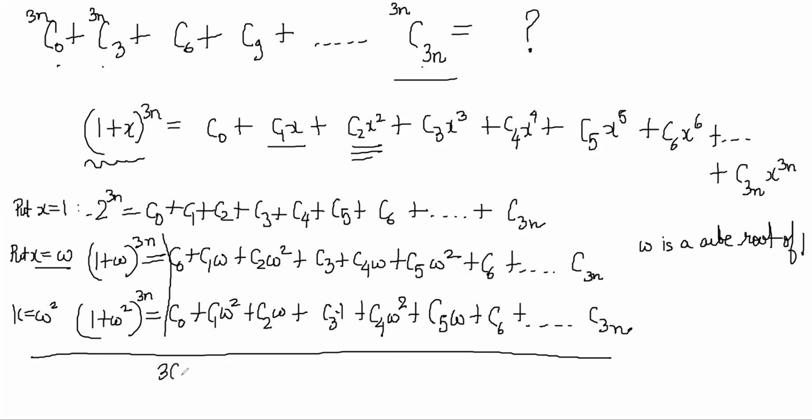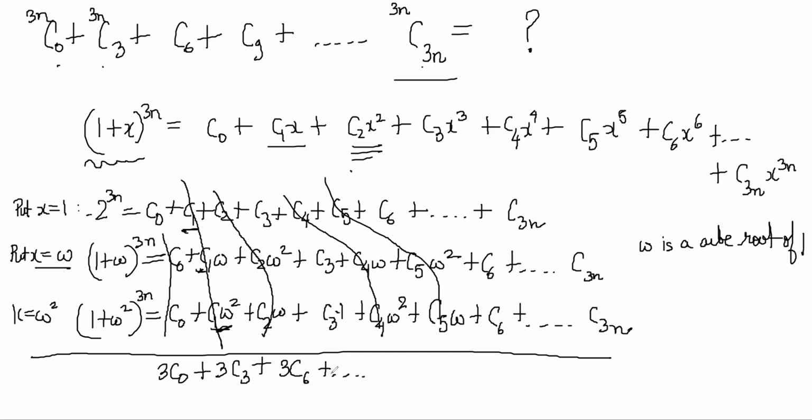If you now add it, what will happen is, see, c0, c0, c0 will become 3c0, but c1 will become c1 times (1 plus omega plus omega square), and 1 plus omega plus omega square is equal to 0. So this cancels. c2 also gets the same factor and cancels. Plus 3c3, c4 will cancel, c5 will cancel and c6 will come, plus 3c3n will come. Are you understanding?